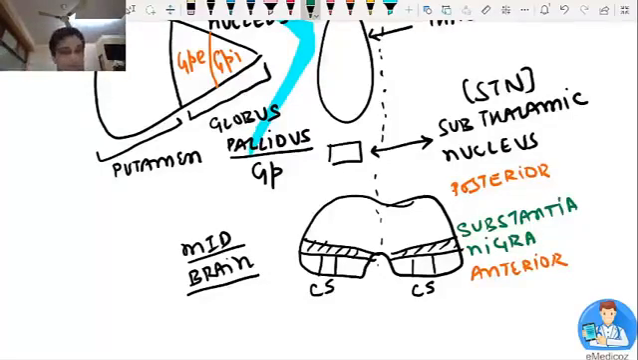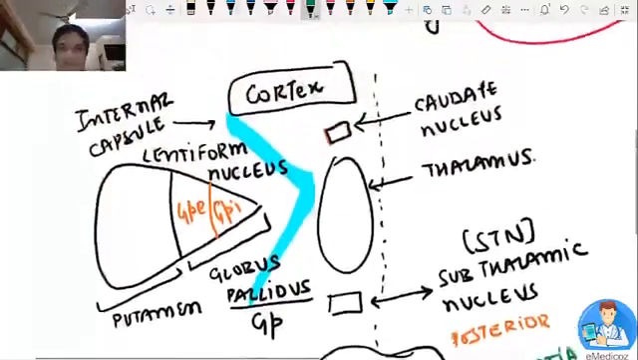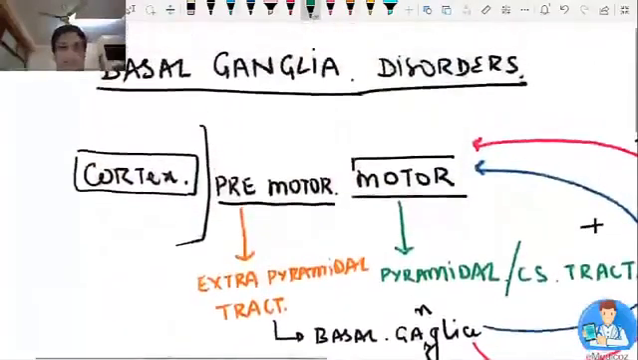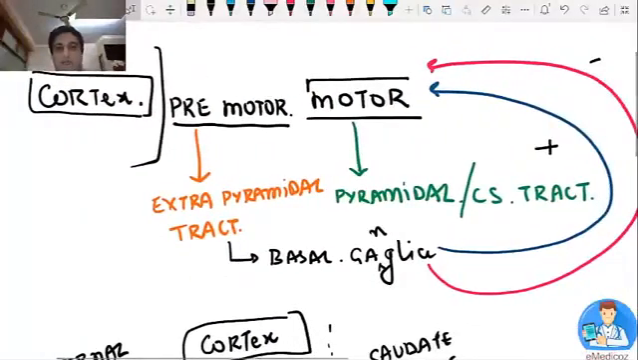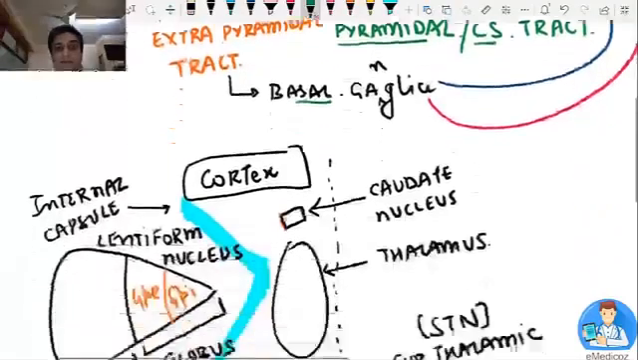Good. Some people want me to repeat. I know it's neuroanatomy. Even if you read it 100 times, you will not be able to understand it. Try to understand it at once. Simple. Basal ganglia disorders, how are they going to affect the patient? The cortex is made up of two parts, the premotor and the motor. The motor cortex gives rise to the pyramidal tract, corticospinal. The premotor goes into the extrapyramidal tract, goes to the basal ganglia which stimulates the cortex or inhibits the cortex. I'll come back to this again.